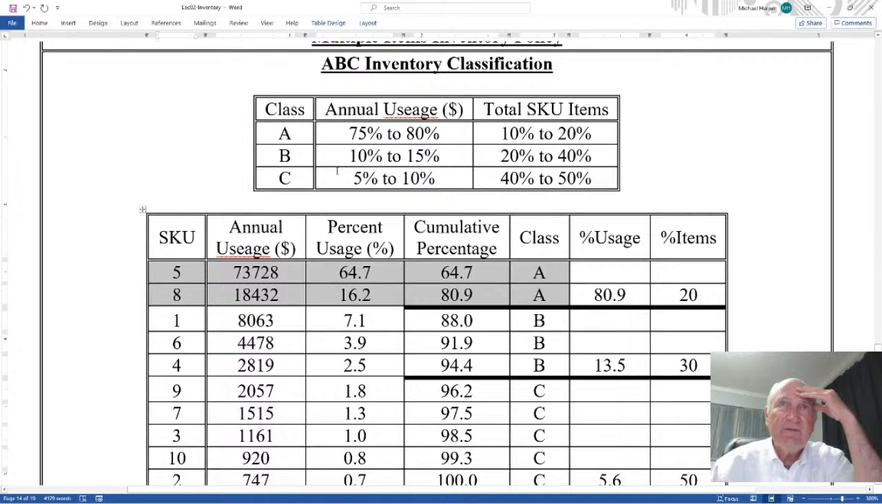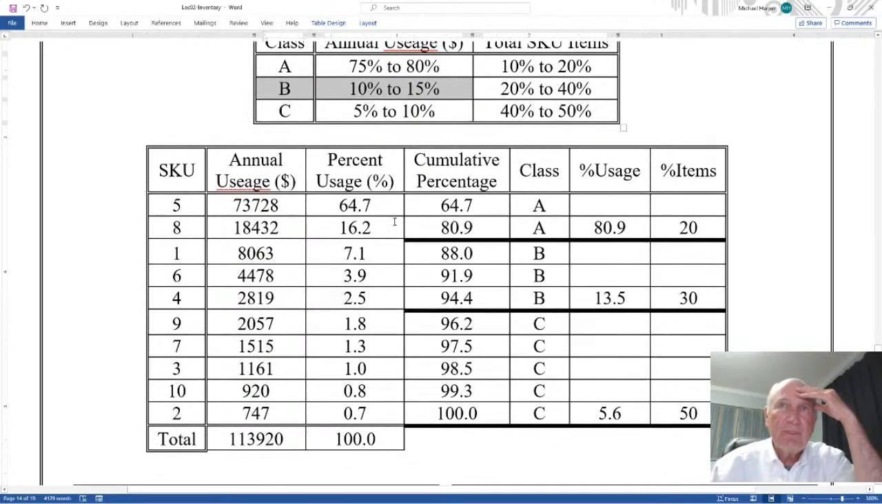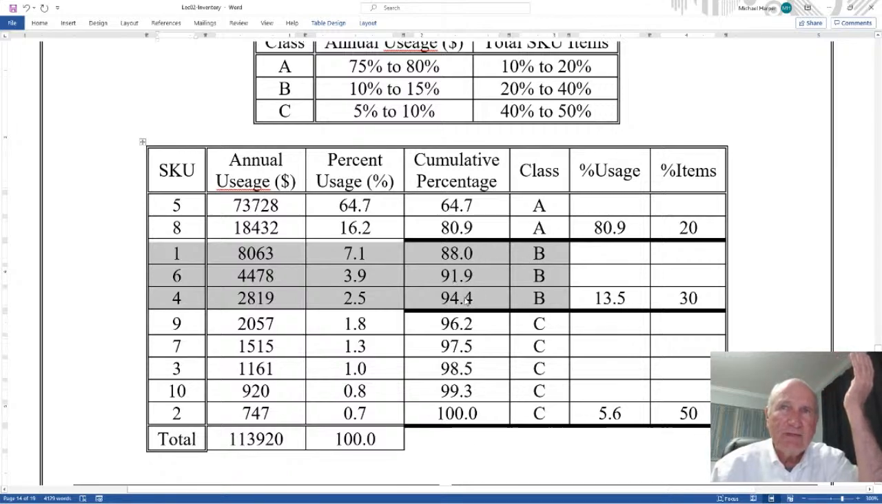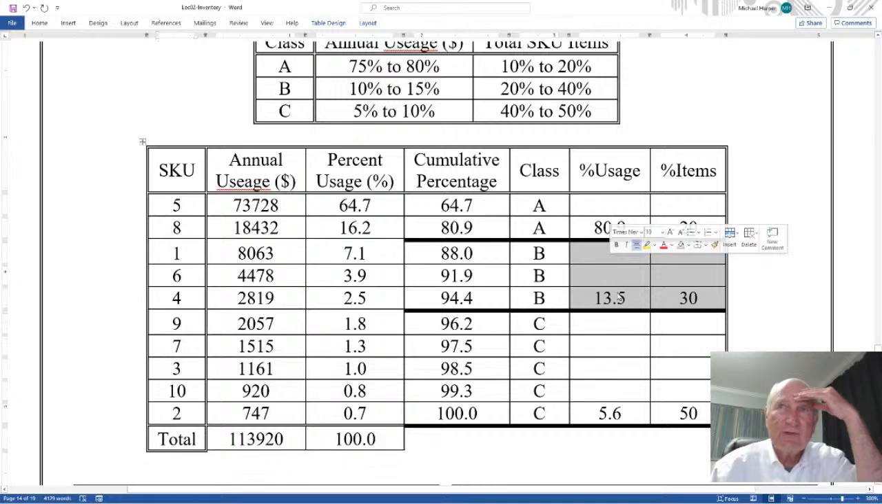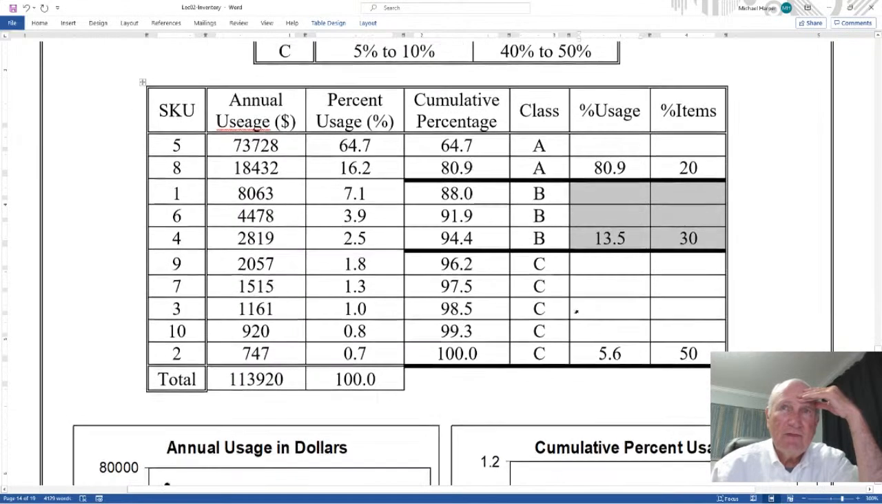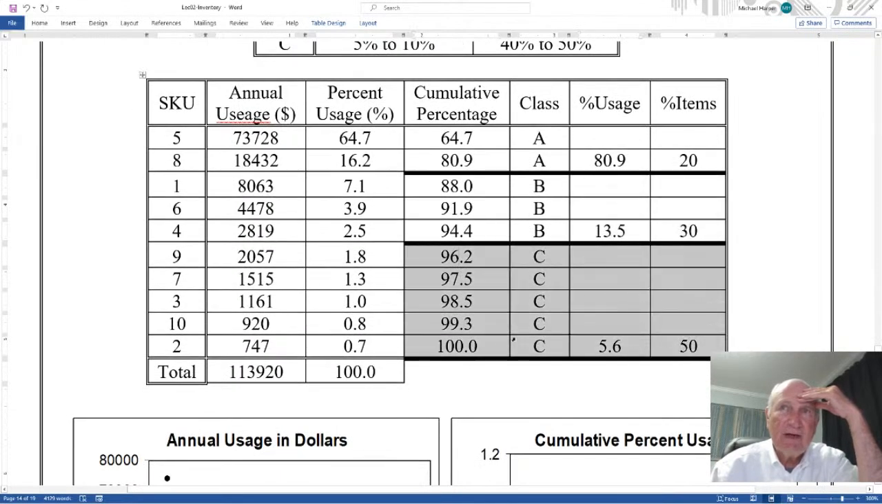With the next 10 to 15% of my usage here, it would be 90 to 95. I'm arbitrarily saying 90% would be 2, 95% approximately would be 3. The next 3 items are going to be my B items, which is 30% of my items, which is 13.5%. In other words, 94.4 minus 80.9 is 13.5%. And then the last 50% of my items, 5 or 6% of usage, is my C items.